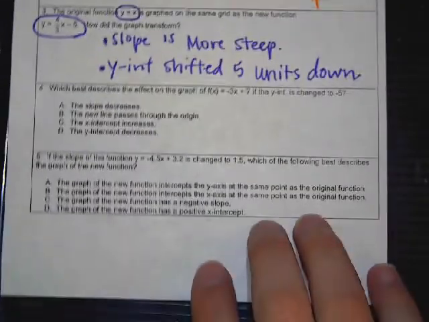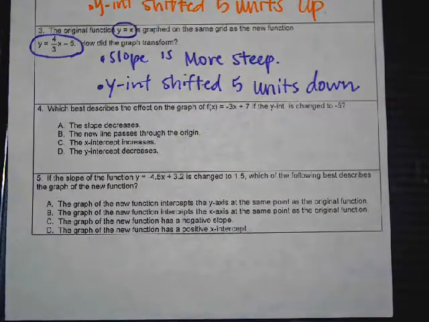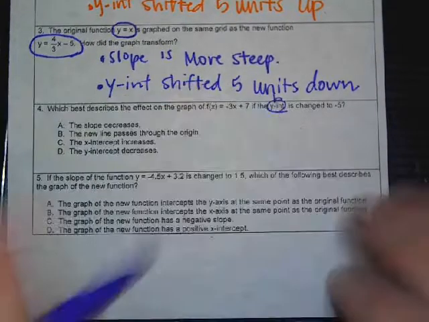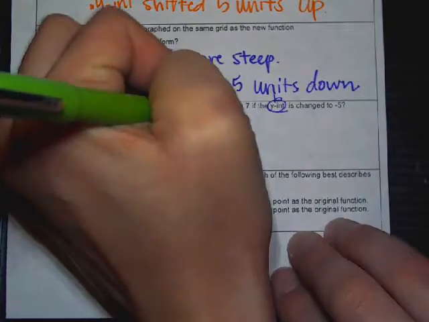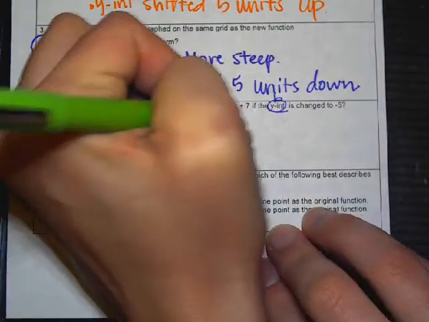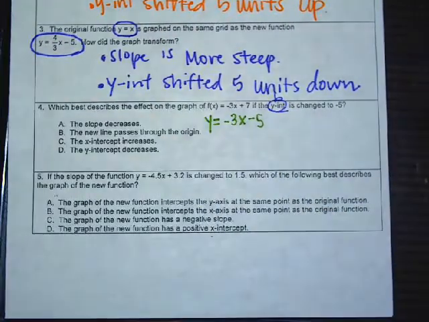Okay, number 4. It says, which best describes the effect on the graph of f of x equals negative 3x plus 7 if the y-intercept is changed to negative 5? So what's being changed, my m or my b? The b. So the b is going to be changed to negative 5. What about the m? It's going to stay the same. So what should my new equation look like? Y equals, the m is the same, but my b is changing to negative 5.